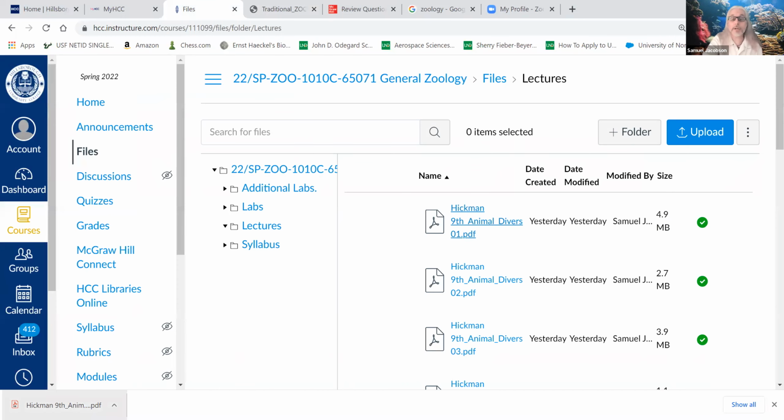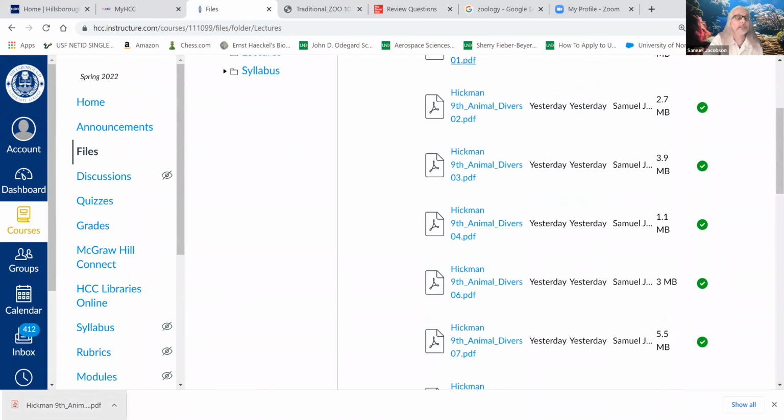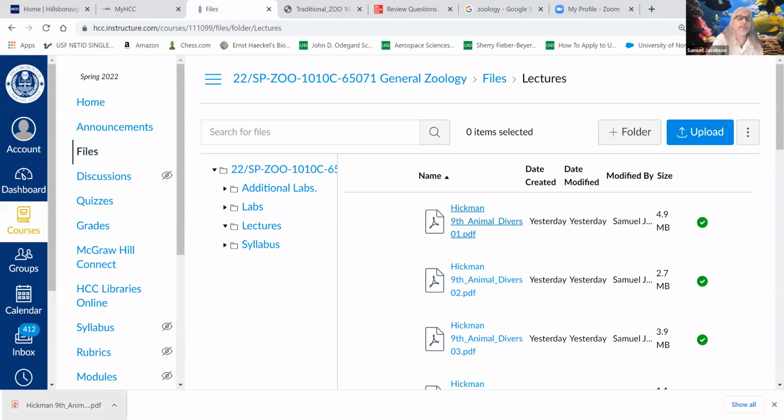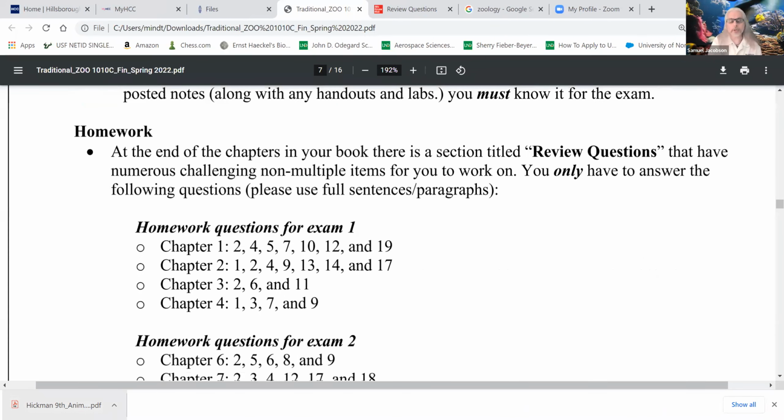Every single chapter is here, already there for you. Again, you don't need to ask what's on the test. Homework, like I was showing earlier, at the end of the chapters, you'll see these review questions. There's a lot of them there, and some of them, man, they're really challenging. Really, I was expecting that more in a majors course.